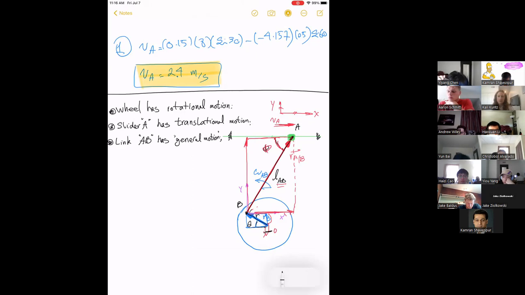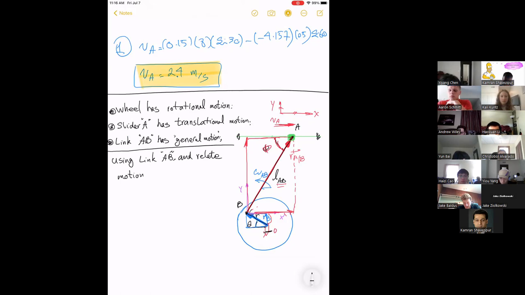Okay, what it means is simply this. It has a combination of rotation and translation. The vector equations we developed on Wednesday was for this kind of motion. So we're gonna use that. And we relate, so we use link AB and relate motion of A to the motion of B.